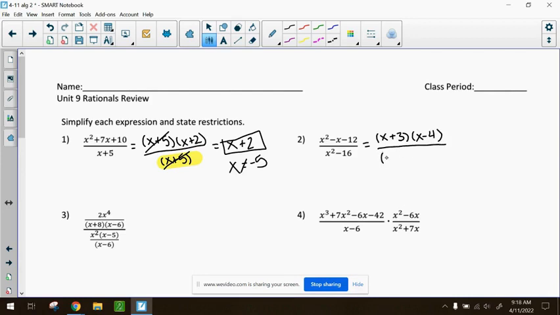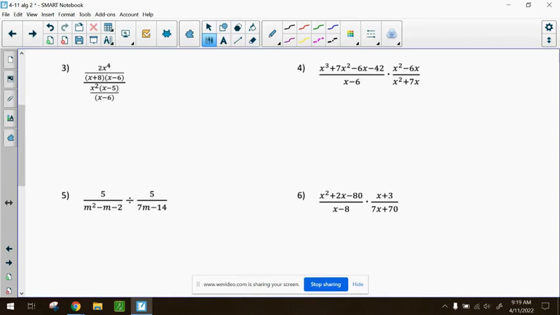The denominator is difference of squares, so that factors into x plus 4 and x minus 4. The x minus 4s match and will go away, so we're left with x plus 3 over x plus 4. With our two restrictions, x cannot be equal to negative 4 or positive 4. So when I look for restrictions, I'm flipping the sign. Even if something cancels, it gives me a restriction.